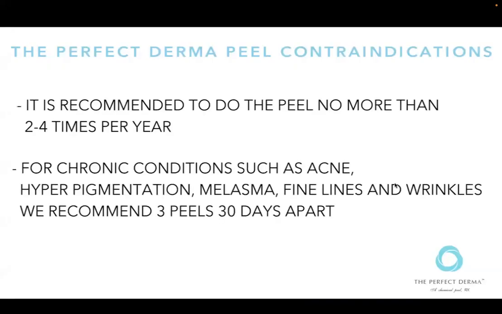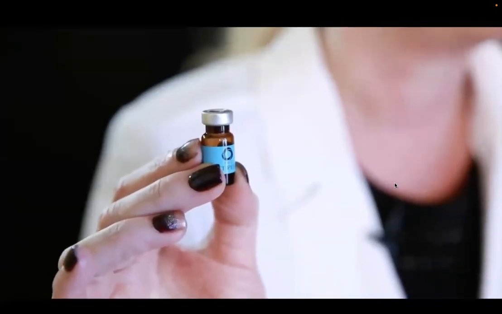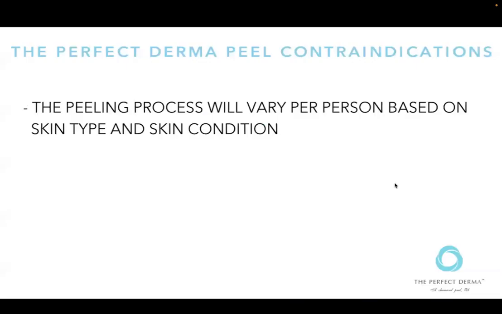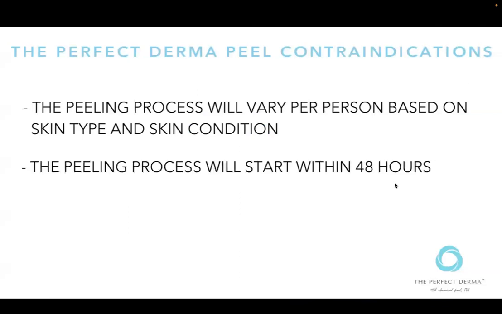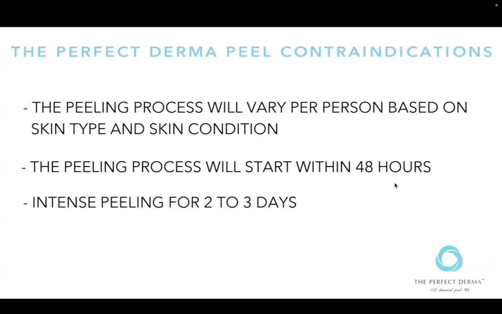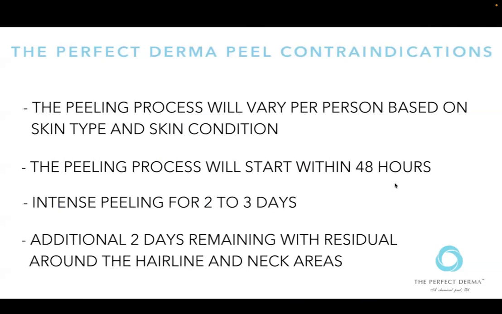For overall rejuvenation, we recommend doing the peel no more than 2 to 4 times per year. However, for chronic conditions such as acne, hyperpigmentation, melasma, and concerns with fine lines and wrinkles, we do recommend a series of 3 peels 30 days apart. For thicker and more resilient skin types, melasma, and acne scarring, we recommend adding the Perfect Derma Plus Booster to the peel solution for optimal results. The peeling process will vary per person based on skin type and skin condition. The peeling process will start within 48 hours, intense peeling for 2 to 3 days, and an additional 2 days remaining with the residual around the hairline and neck areas.